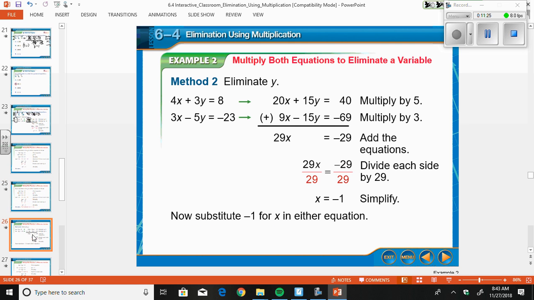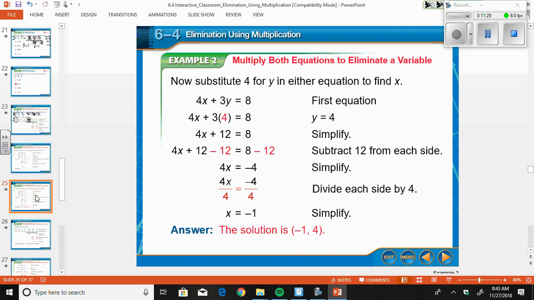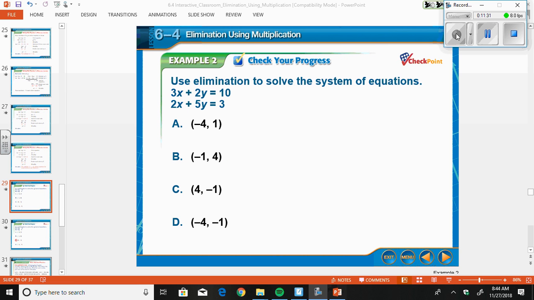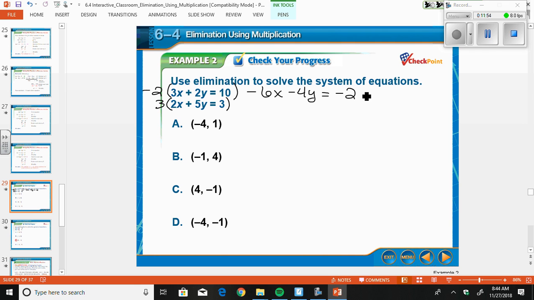Let's do one. So let's try this one. 3x and 2y or 3x and 2x or 2y and 5y. I'm actually going to go with the smaller numbers of 3x and 2x. So I'm going to make one of them negative. It doesn't matter. I'm going to go with negative 2 on top, and I'll go with a 3 multiplied on bottom. So you get negative 6x minus 4y equals negative 20.